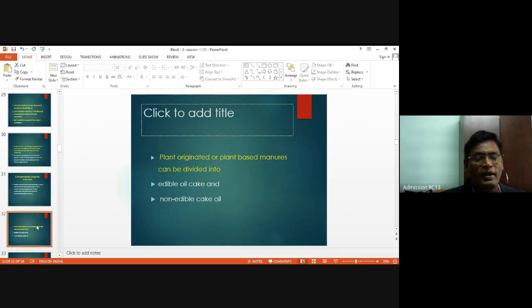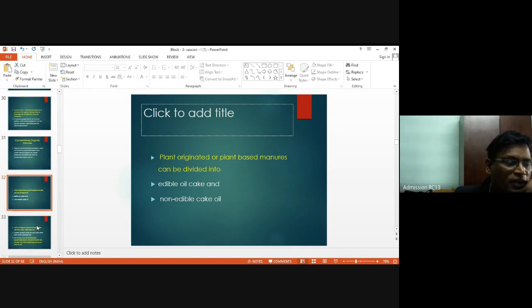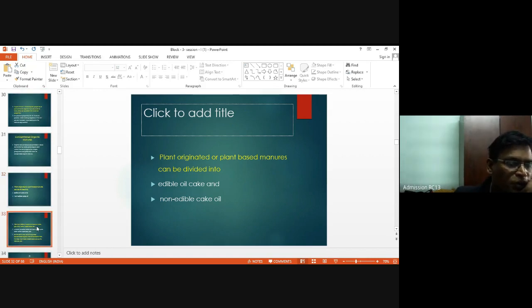So the plant-originated or plant-based manures can be divided into... Earlier we discussed the types of manure, organic manure from animal sources or plant sources. The plant-originated or plant-based manure can again be divided into edible oil cake and non-edible oil cake. These come under organic manure, which is again divided into two types.